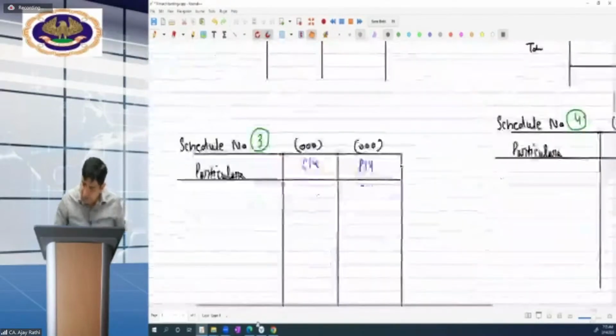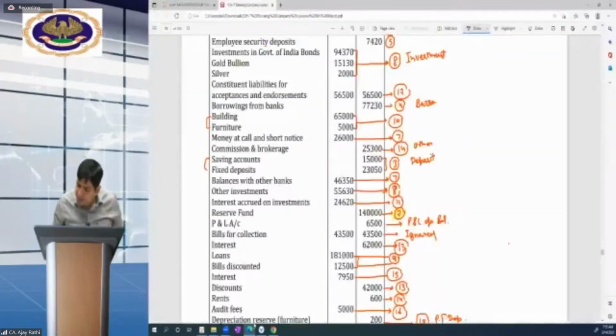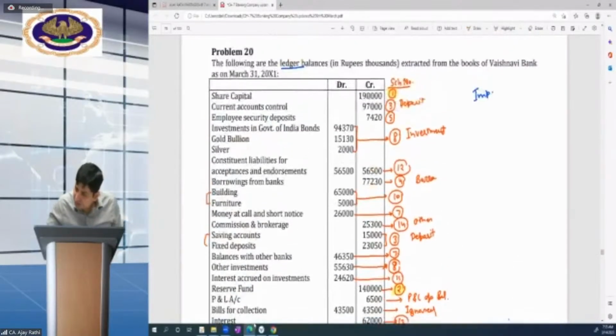Now, schedule number 3 is there. Now, see, in the trial balance where you have mentioned schedule number 3. And schedule number 3, you already know, belongs to deposits. Yes, sir. Start. Schedule number 3 is there. You have done this one. And you have done this one. Now you are doing this one. Schedule number 3.